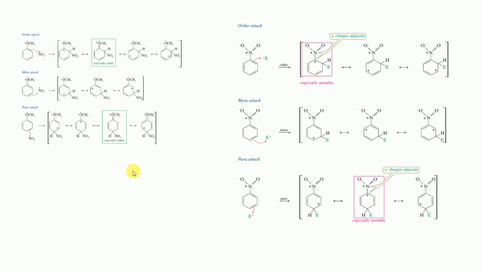And so just to recap, if you have a donating group, it's ortho para. If you have a withdrawing group, it's meta. Okay? And with that is pretty much the understanding that you need to go forward with the reactions. So the first reactions that we're going to do are pretty straightforward at first. And these reactions are only a little bit more difficult because you have a lot more things going on.